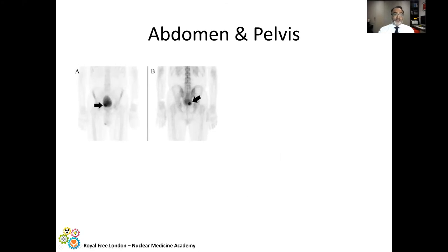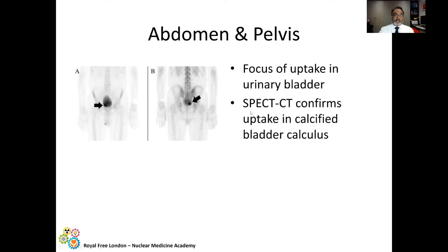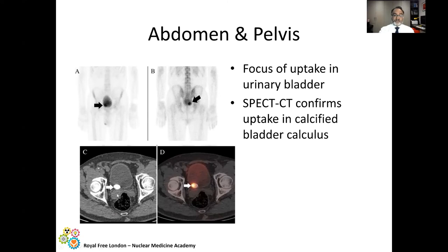Here we've got an anterior projection, a very familiar appearance of a patient who couldn't empty the bladder fully. There's slightly more focal uptake. And when you look on the posterior projection, you're thinking, is this focal uptake in the sacrum, or is this focal uptake within the bladder? This actually turned out to be a focus of uptake in the urinary bladder. And when we did a SPECT CT here, we could see that this is related to a bladder calculus, which does seem to take up tracer.